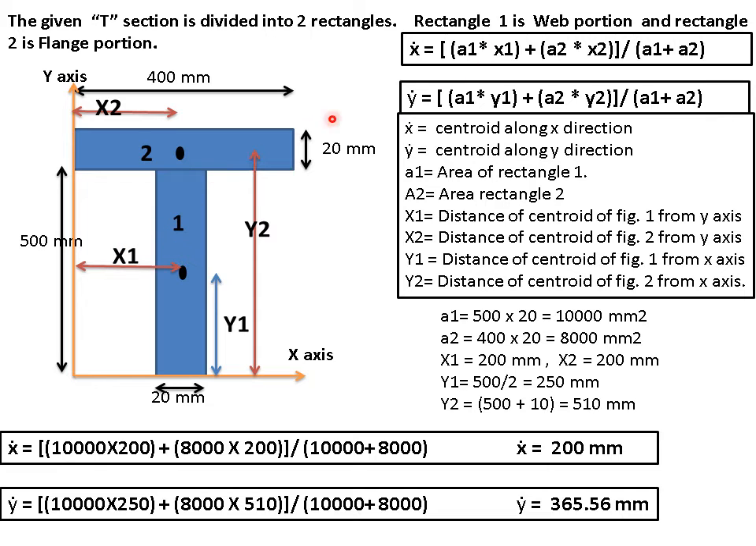Before seeing the details, let us see what equation we'll be using. So x bar, which is nothing but the centroid along the x-axis, is equal to a1x1 plus a2x2, the whole divided by a1 plus a2. And y bar, the distance of the centroid from the x-axis in the vertical direction, is equal to a1y1 plus a2y2 divided by a1 plus a2.